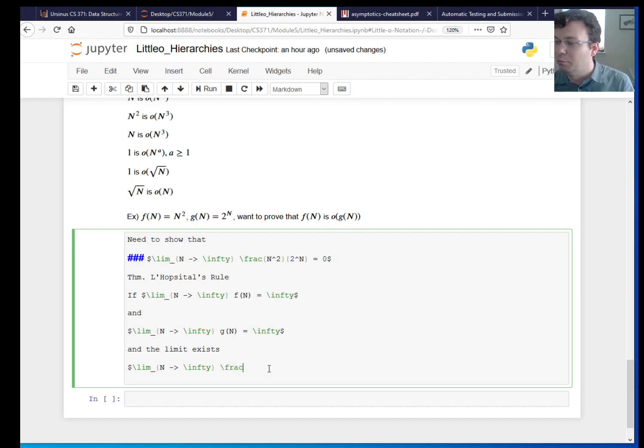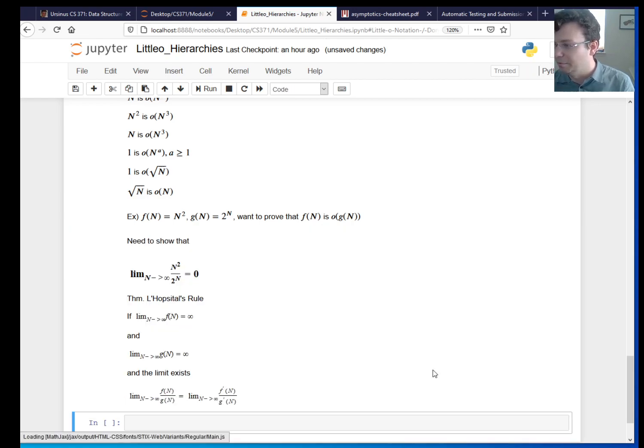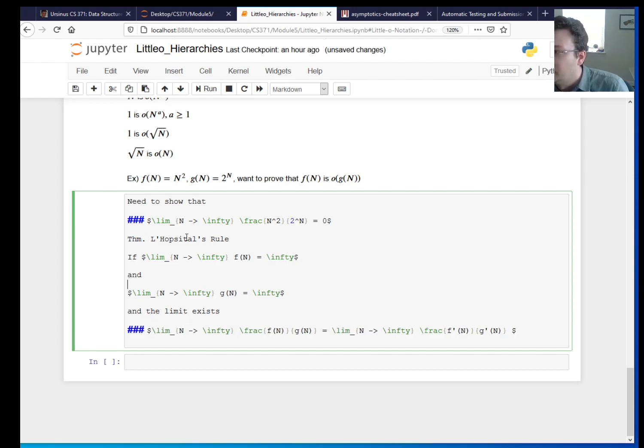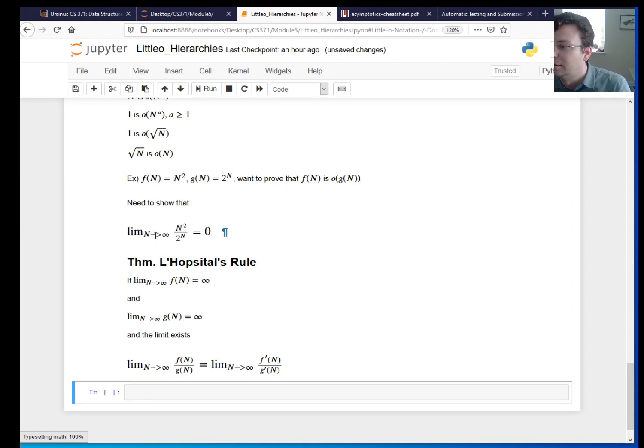Anyway, what we could say is the limit of the ratio is actually equal to the limit of the derivatives, the ratio of the derivatives of two functions. So now here's where we have to think back to derivatives a little bit. Okay, so this is what L'Hopital's rule says. All right, so let's try to take the derivatives of f and g.